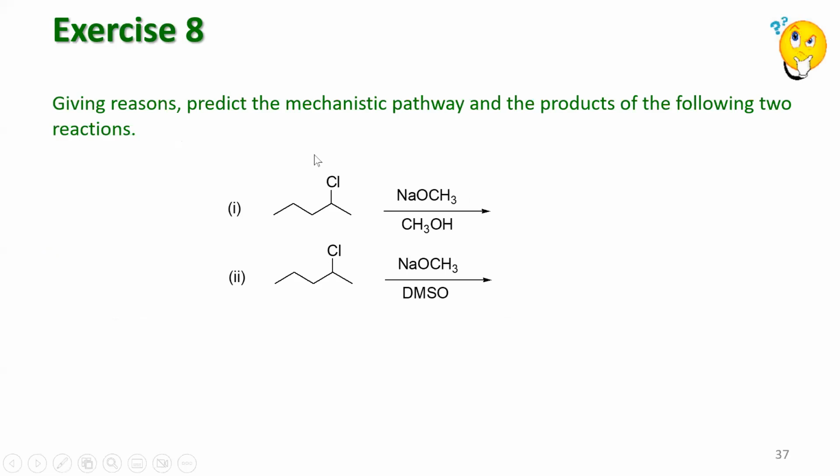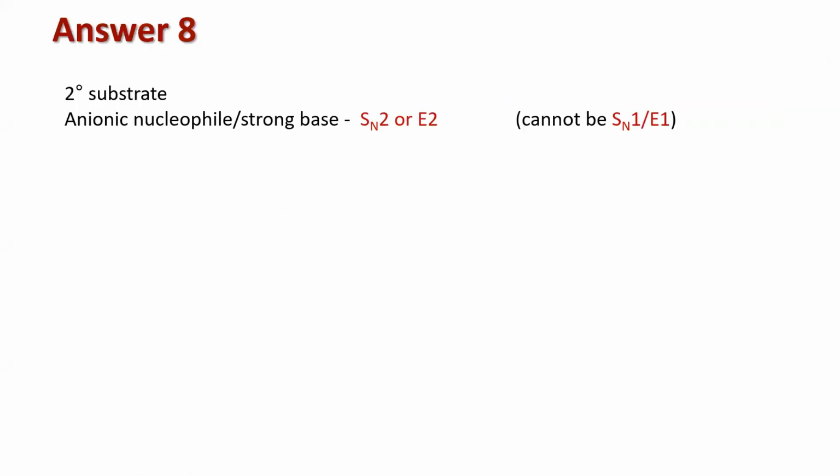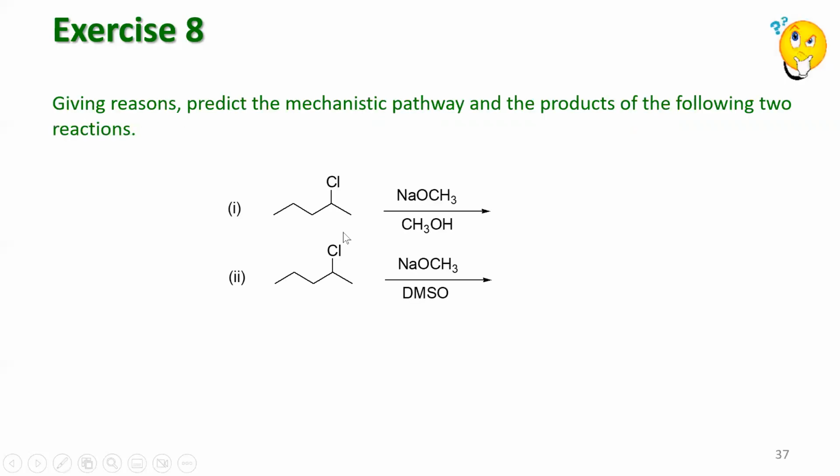Okay, another one, giving reasons. All these questions are from past papers, so you can get an idea of the type of questions you are getting at the final examination. Predict the mechanistic pathway and the products of the two following reactions. Same compound, the difference is here the solvent is methanol, here the solvent is dimethyl sulfoxide. A similar example is there in the book. To save time, we have to stop. What is the time now? 9:54. We'll see.